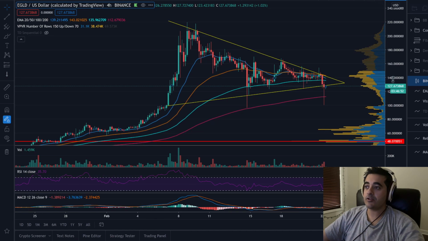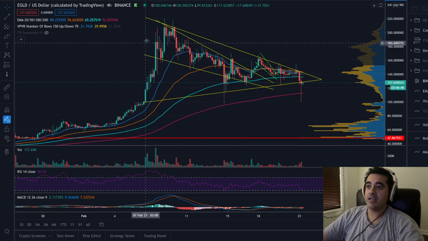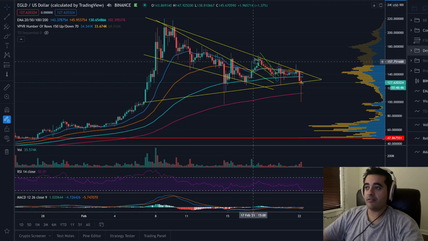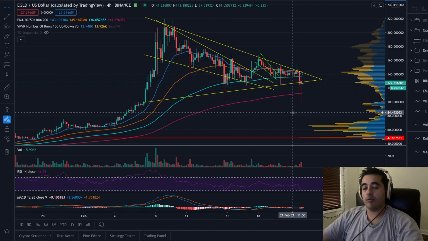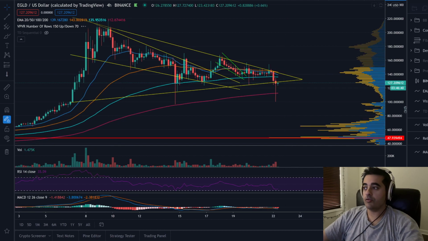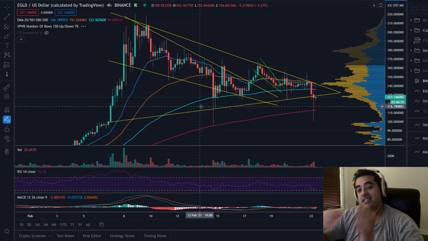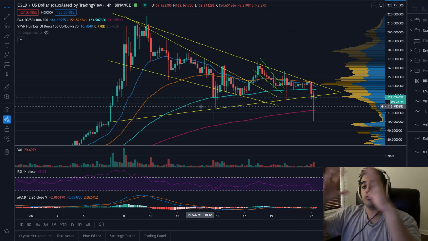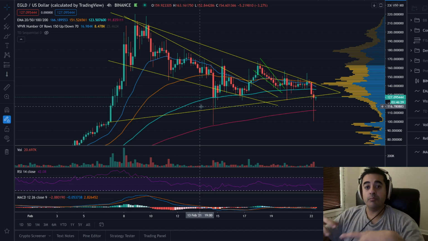Now within this symmetrical triangle, we had a few other patterns, right? We had these descending wedges. So we had this descending wedge, we broke out of it. We had this descending wedge, we had a minor breakout out of it. Now, descending wedges, that's how they work. You normally break out of descending wedges, so it's kind of a good thing to see descending wedges within a larger symmetrical triangle. It's an indicator of bullish movement with the asset.